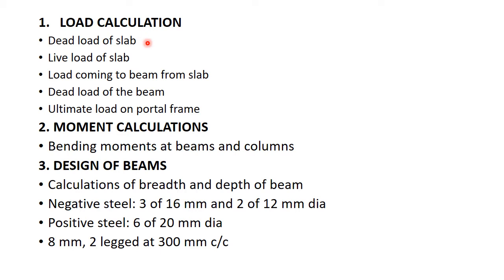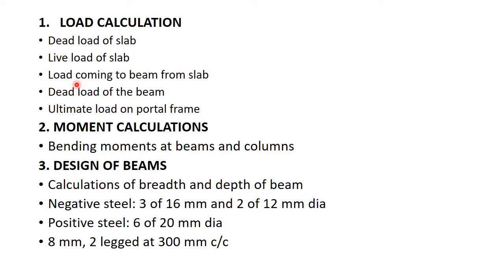Once you calculate the self weight of the slab, then you have to consider the live load of the slab, that is already given as 1.5 kN per meter square, and you can calculate the dead load of the slab using the grade of concrete. Then after that, you have to calculate the load coming to the beam from the slab. By considering the triangular variation of the load, if you consider a middle beam, the loads will be coming from both sides. But if you have considered the extreme beams, then the load will be coming from only one side of the beam. That point should be kept in mind.